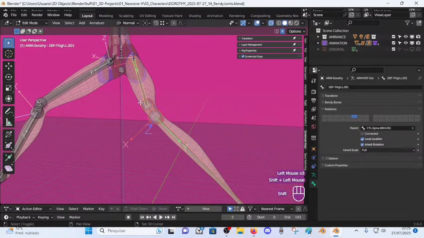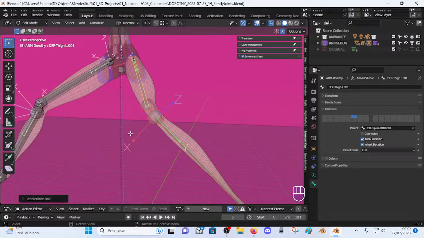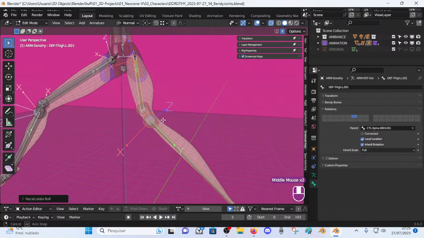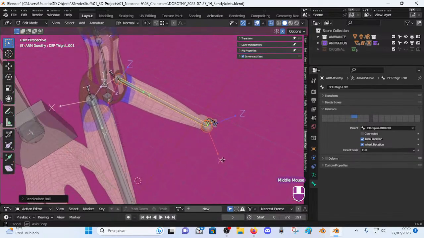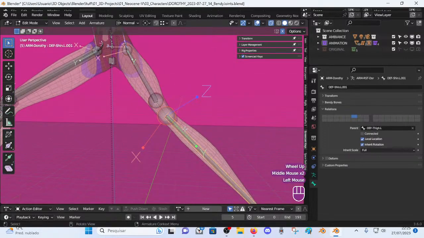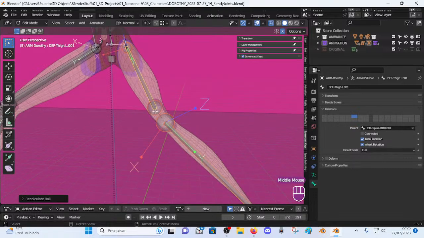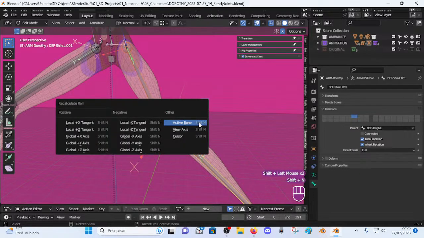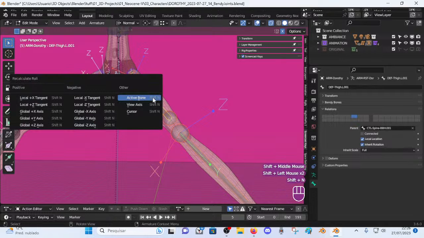Then yes, Shift N to get the active bone. Okay, so now it considers that this bone roll is aligned. Okay, that doesn't make much sense to me, but recalculate bone roll. Yes, to active. Let's see if we do instead the opposite. Okay, it gets weirder.